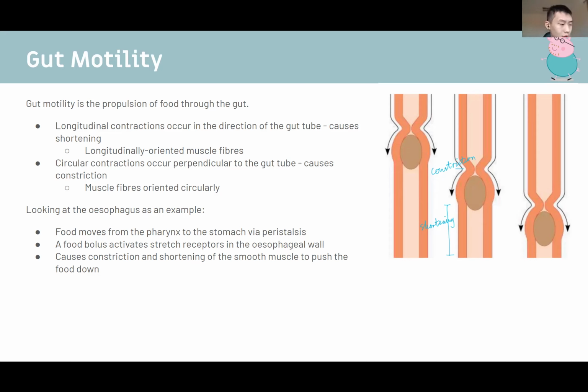If you have the same videos as we did with Julia Coate, she explains it quite well. She also mentions that even if you take a bit of esophagus by itself, you don't need the brain or anything. Even if you just touch the esophagus, the stretch receptors will trigger the contractions.